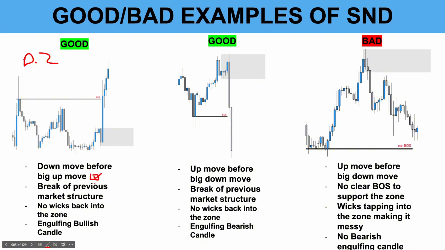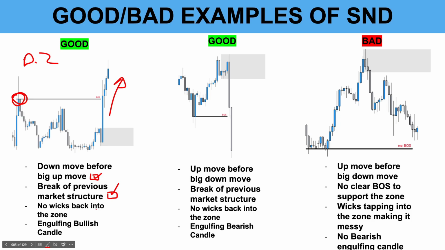There is a down move before the big up move. We can see here there is a down candle, a bearish candle before this massive move towards the upside. So that's the first part of the definition met. Break of previous market structure. We can see this previous high over here was broken by this impulsive move towards the upside. Therefore, our second criteria is met of the definition.